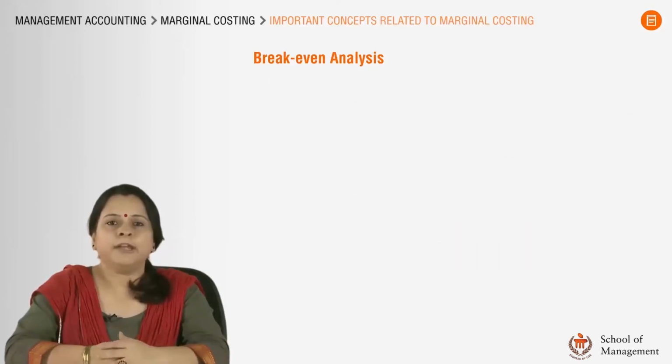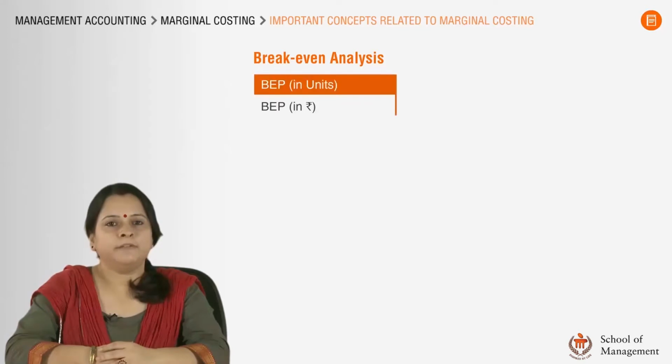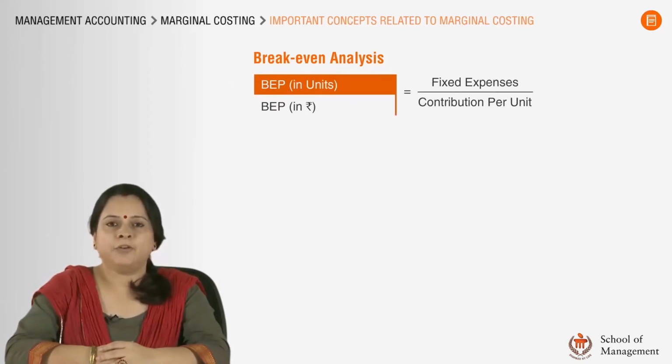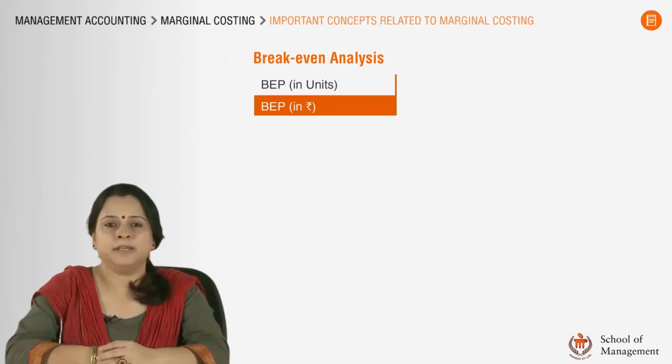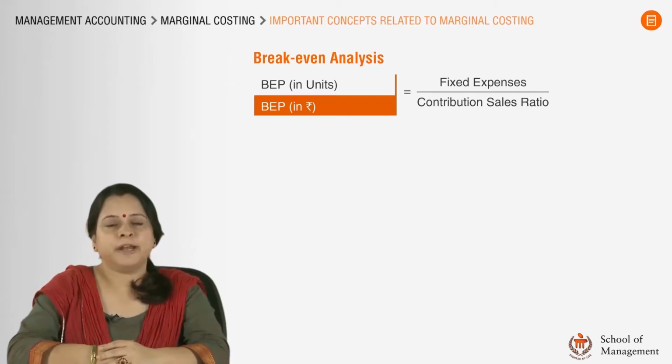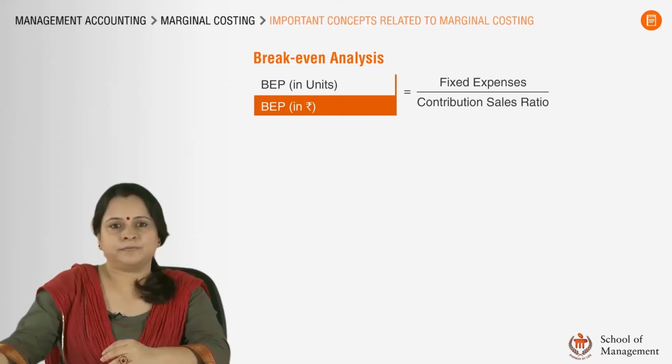At the break-even point, the firm makes no profit or loss. So the break-even point can be calculated either in terms of number of units to be sold or in terms of rupees. The formula for calculating break-even point in units is fixed expenses divided by contribution per unit. The formula for calculating break-even in terms of rupees is fixed expenses divided by CS ratio.